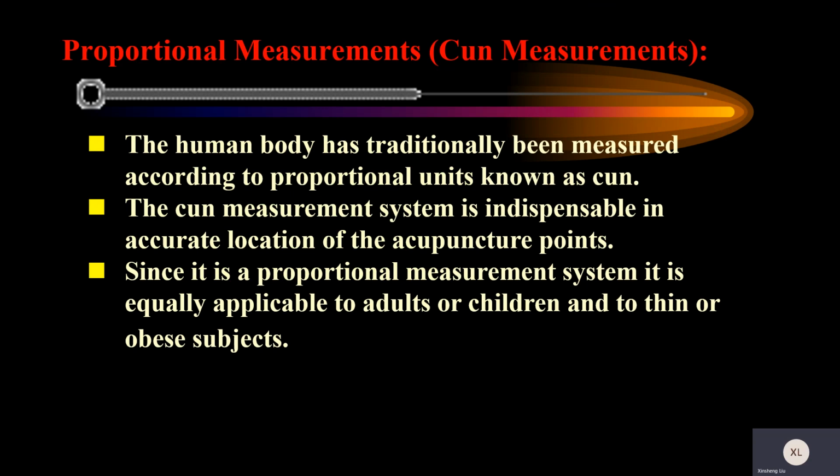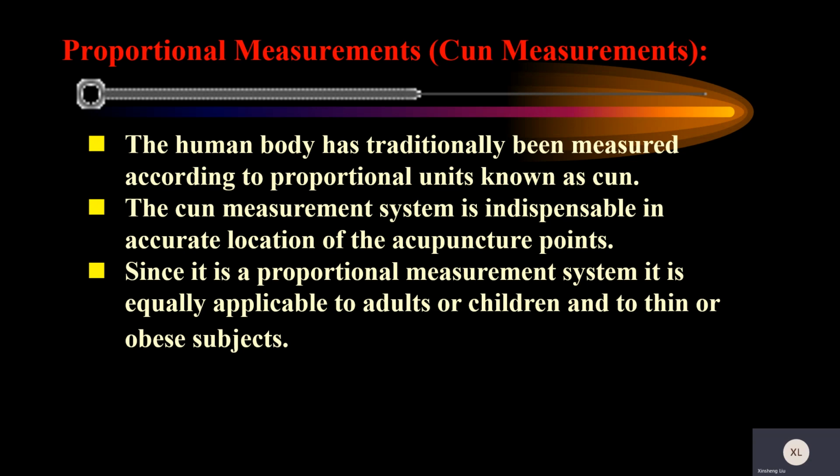But in the clinic, the third method, an important method, is the proportional measurement, the cun measurement. The human body has traditionally been measured according to proportional units known as cun. Remember, the proportional units are cun. That means everybody is different. Individuals differ because their body sizes differ, so the cun is different, right?